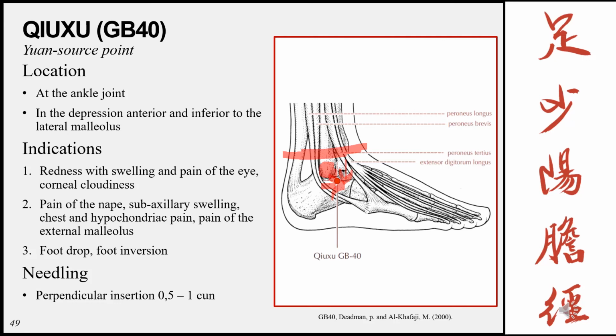The indications: this point can be used for redness with swelling and pain of the eye, corneal cloudiness, pain of the nape, subaxillary swelling, chest and hypochondriac pain, and pain of the external malleolus. So that's local pain. And then it can also be used for foot drop or foot inversion. Needling is perpendicular, 0.5 to 1 cun. And remember, this is a frequently used point.